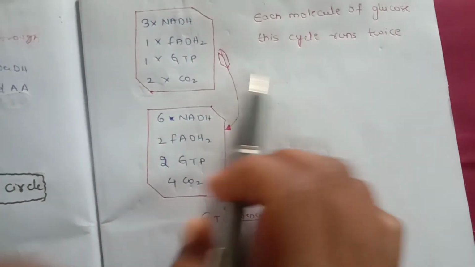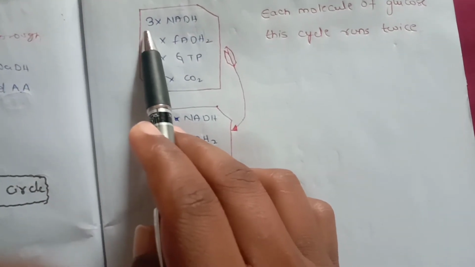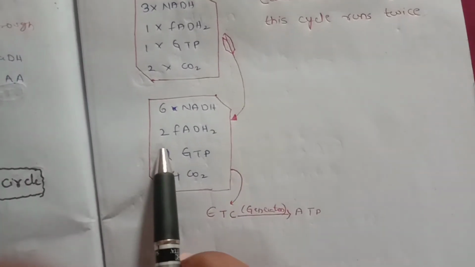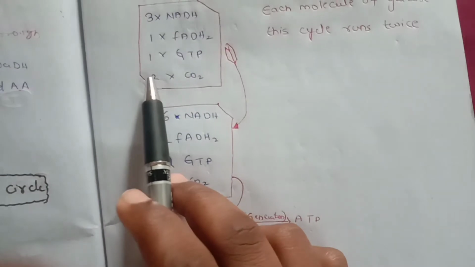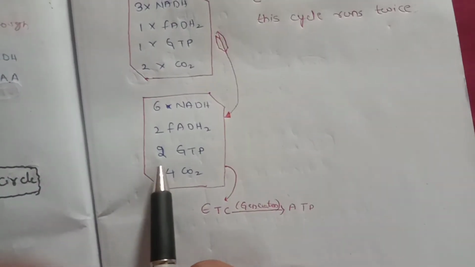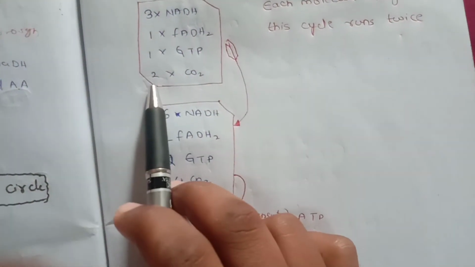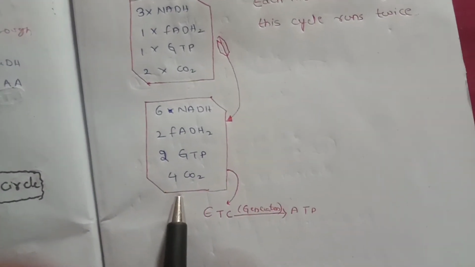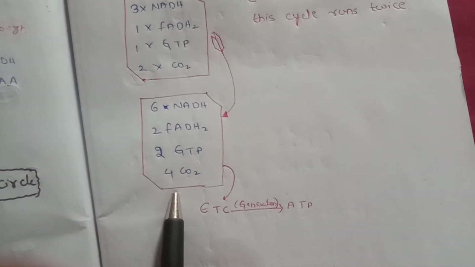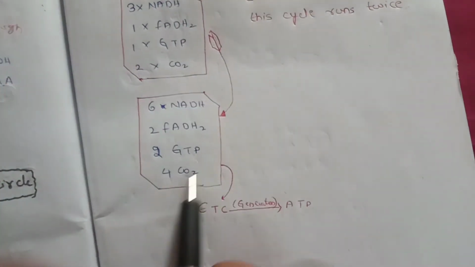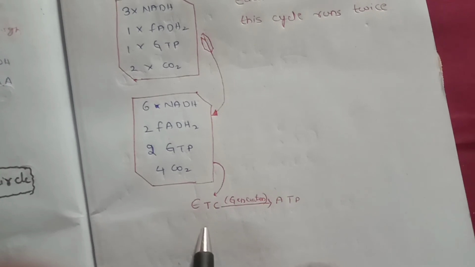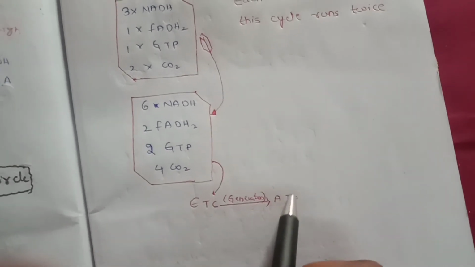So 3 NADH become 6 NADH, 1 FADH2 becomes 2 FADH2, 1 molecule of GTP becomes 2 molecules of GTP, and 2 CO2 become 4 CO2. These products then go into the electron transport chain for the generation of ATP.